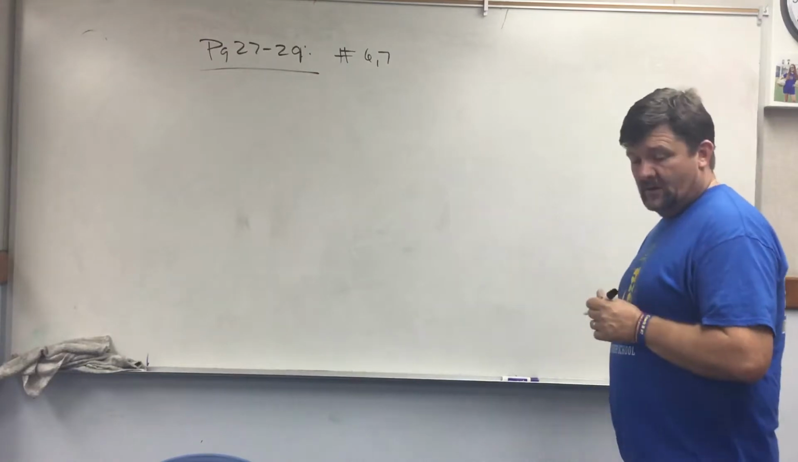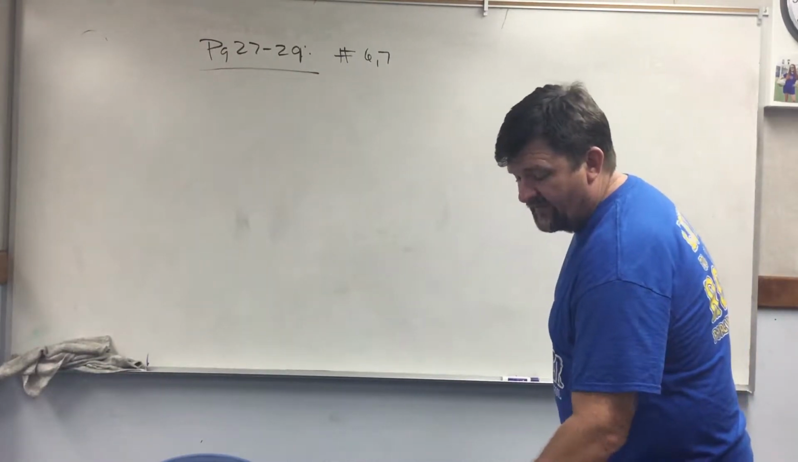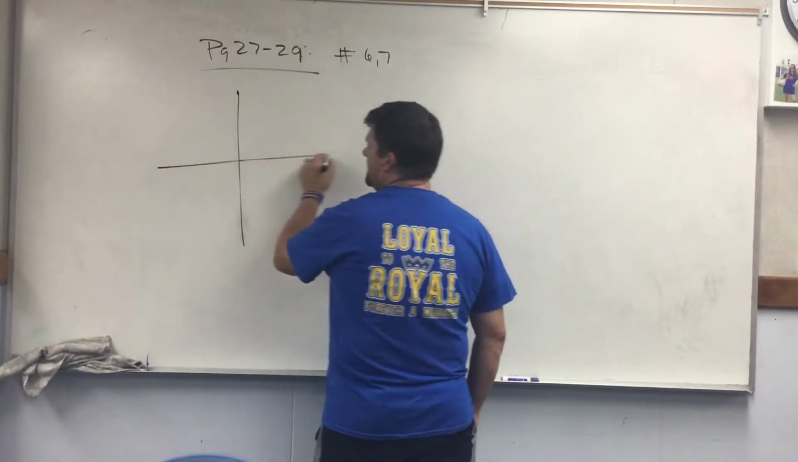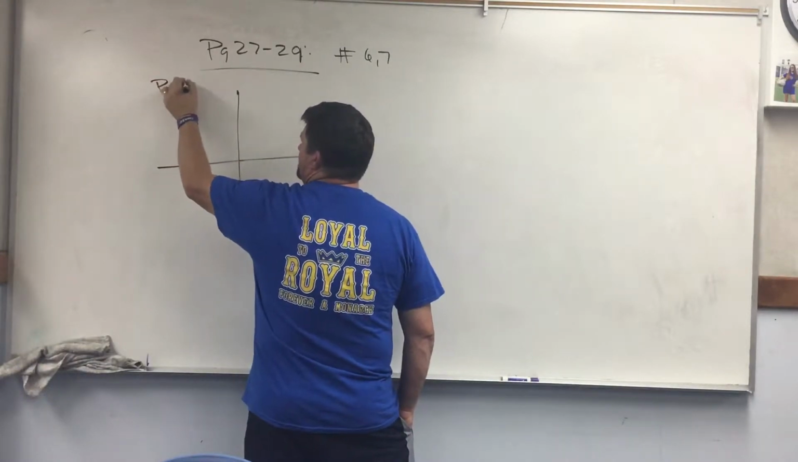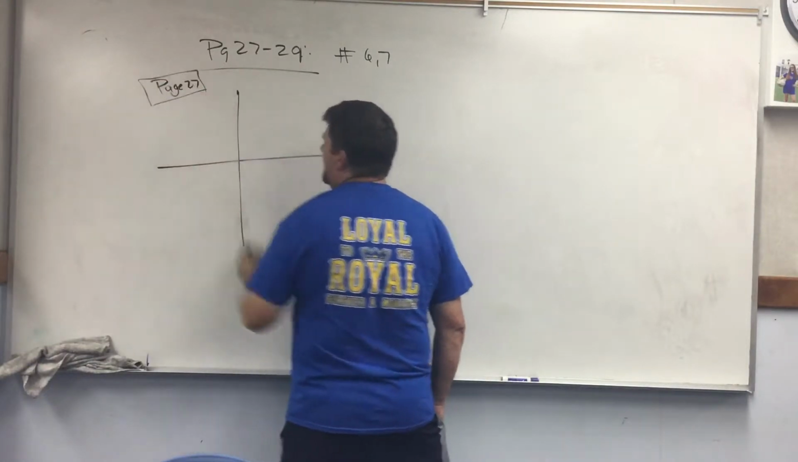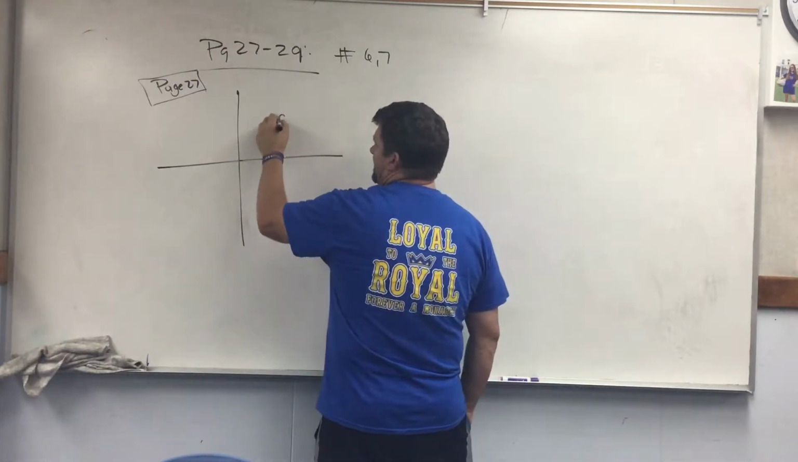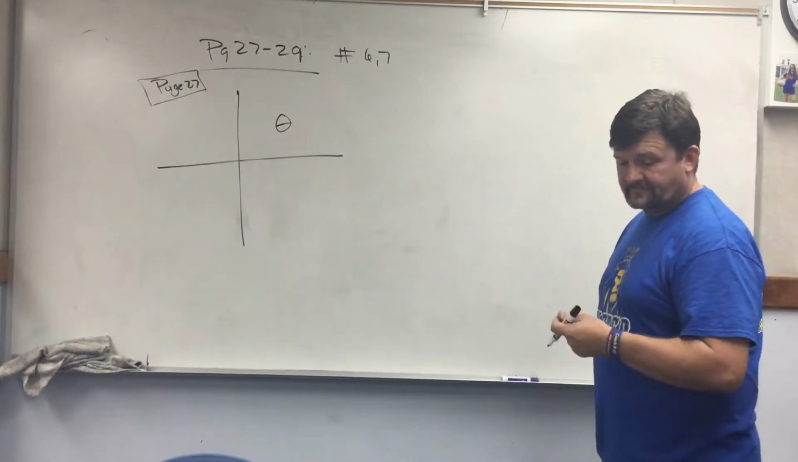Here we go. So the key is, how do you find reference angles? This is a quick review, on page 27. If you're going to find a reference angle in quadrant 1, it is just theta. It's just the angle itself.